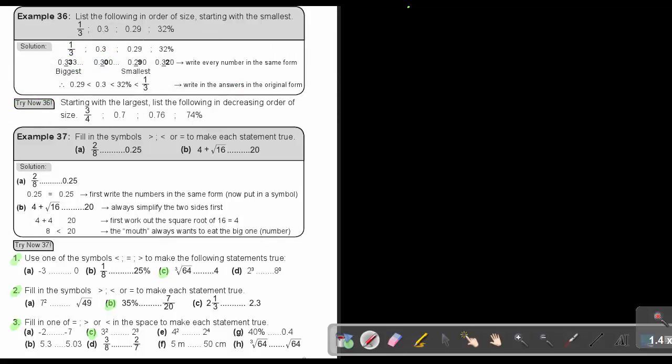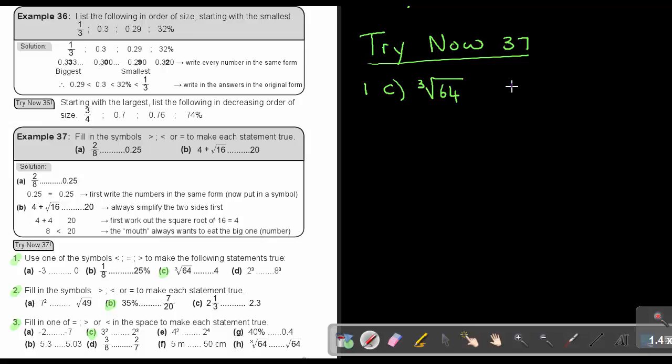Okay. Let's start. Try now 37. Let's start with the first one, number 1, and I asked you to do C. First write it as it stands there. It's the cube root of 64, and that's 4. If you press this on your calculator, you will get 4. And can you see that this will be equal? So you can put an equal sign in between.